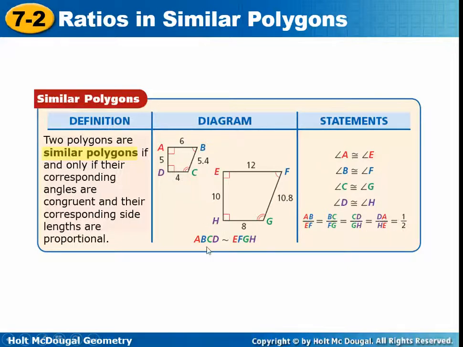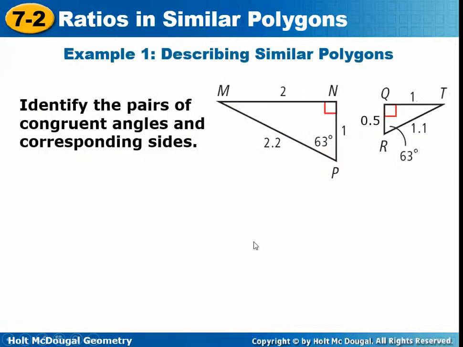Here we can write that quadrilateral ABCD is similar to quadrilateral EFGH. Note that A and E are the angles that go together, and B and F are the corresponding angles, and C and G, and then D and H. So you have to write these in the correct order. That's called a similarity statement.